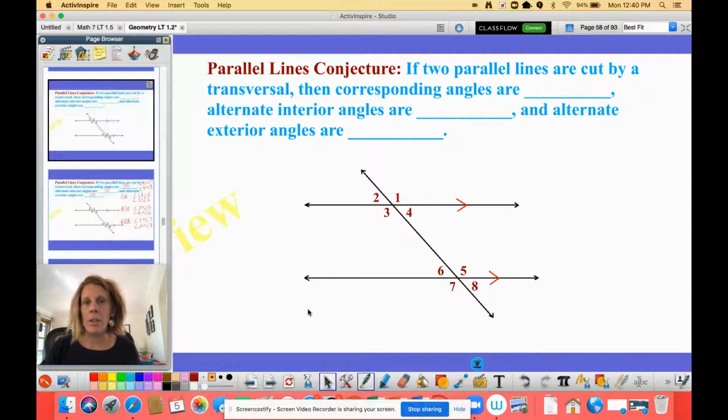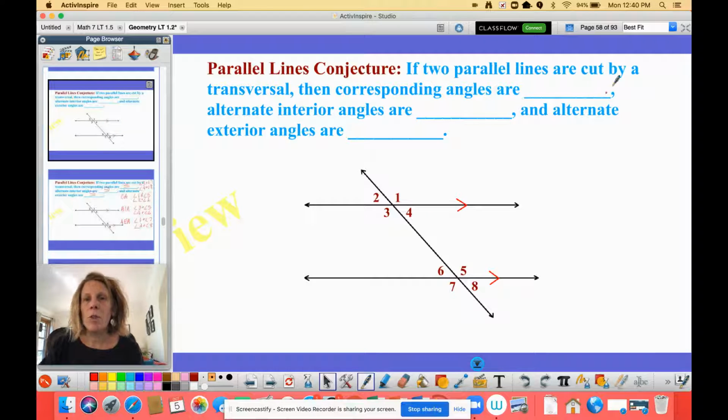Now, the parallel lines conjecture. Remember, a conjecture is like a rule, right? We're looking at other information and saying, okay, now we can write a rule about this so we can use it over and over again. If two parallel lines are cut by a transversal, so I've got two parallel lines. Now notice my angles are numbered differently here. We just needed them all the same for that one example.